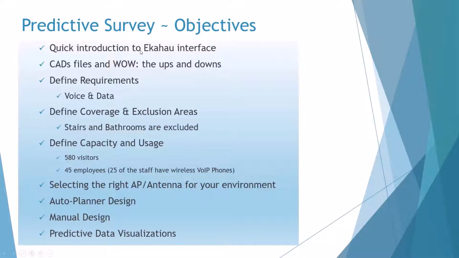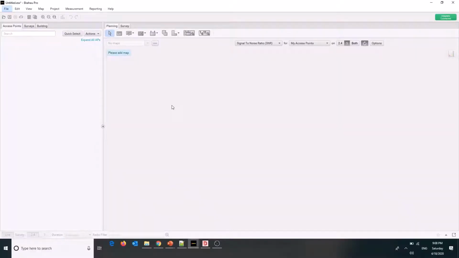Let's start with the first objective, Introduction to Ekahau interface. As you can see, this will be the first look and feel of the software once you launch it. Just like any other software, it contains toolbars, menus, icons. It also contains an access point listing section. So any access point you add to your map will be listed here.